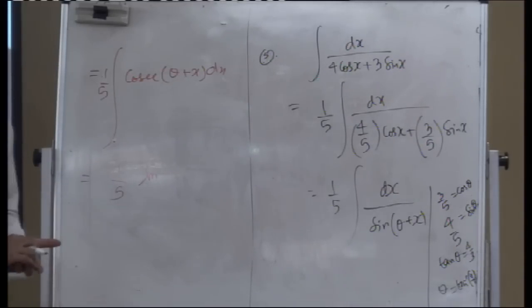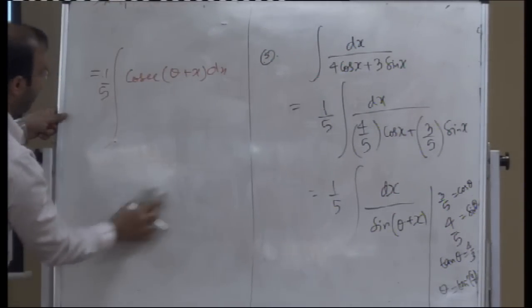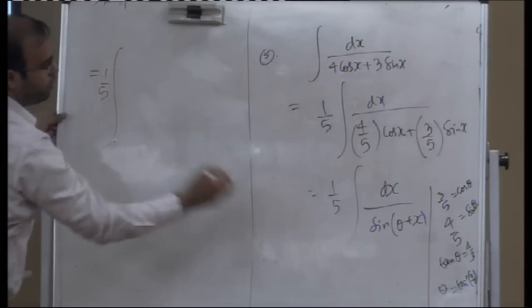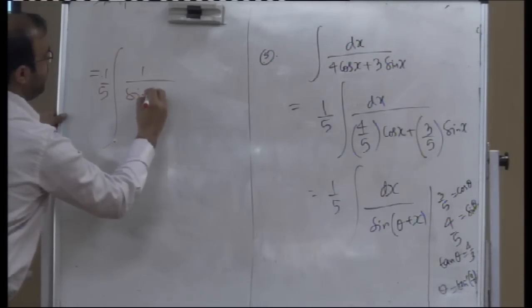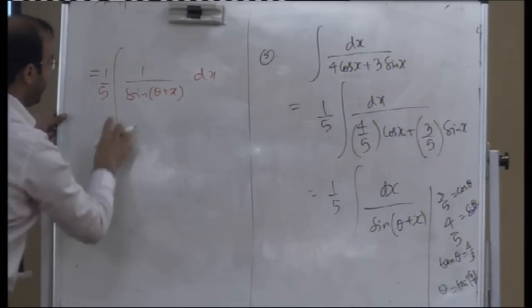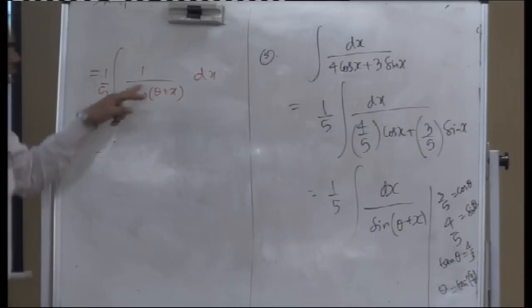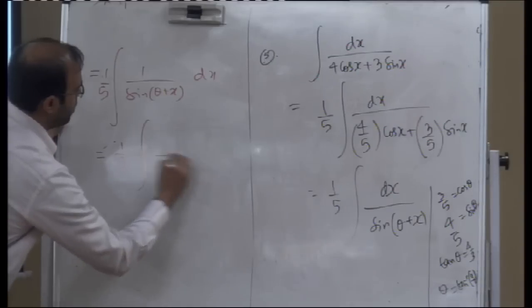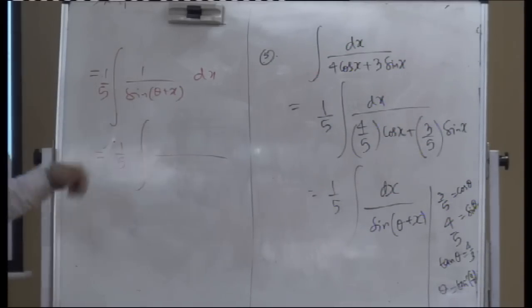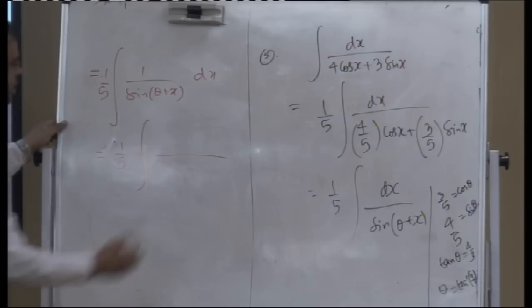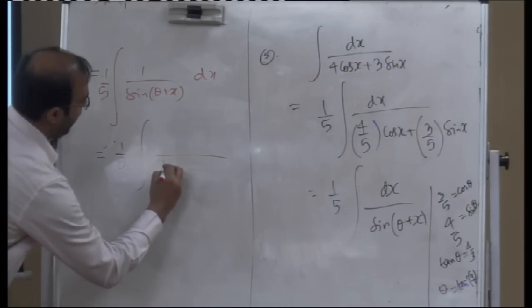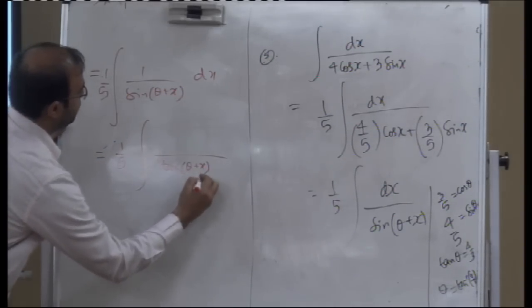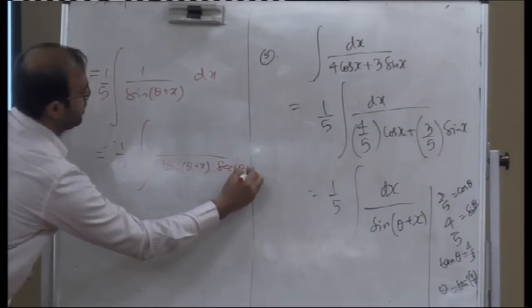So actually there is a formula which we will study later on, but right now I'm just applying this formula. If you want to understand how I'm applying it, one thing you can do is write 1 by sin(theta plus x) dx as cos(theta plus x) in the denominator and in the numerator. So this would become tan(theta plus x), and this would become sec(theta plus x) dx.